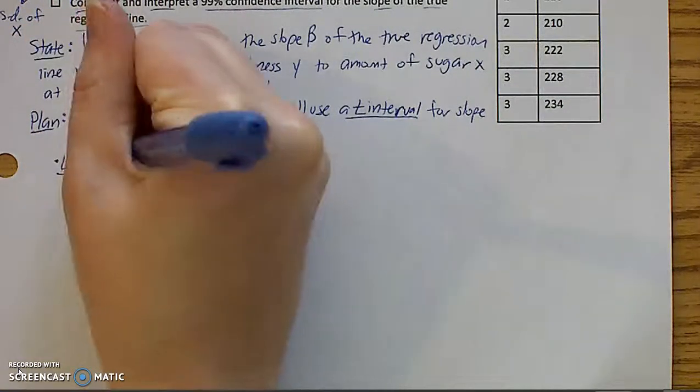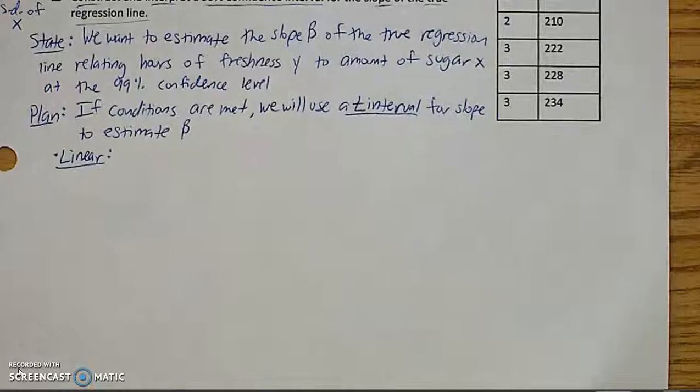When you're checking your linear condition, you need to look at the scatter plot and/or the residual plot. I kind of like looking at both of them so you can mention both of them. So what we need to do now, get your calculator out, put your data in list 1 and list 2, and we're going to make a scatter plot and a residual plot.